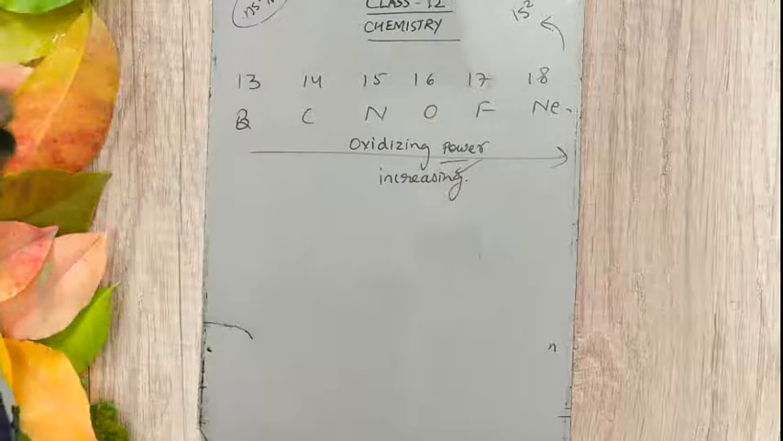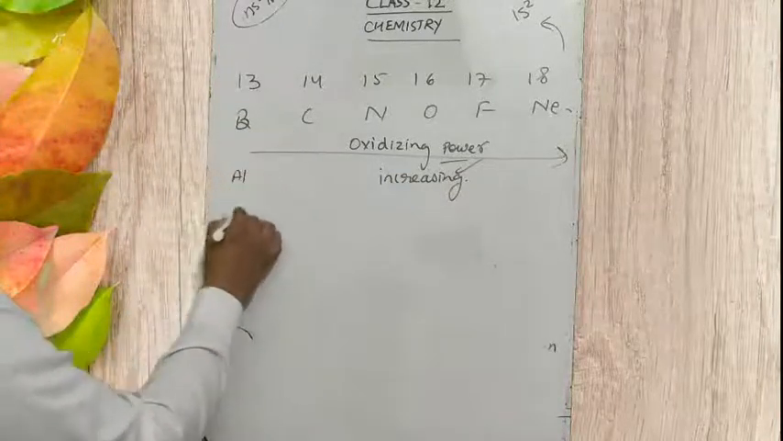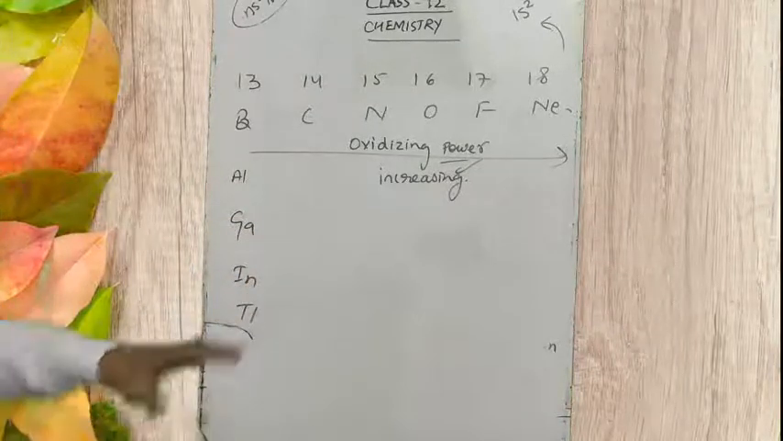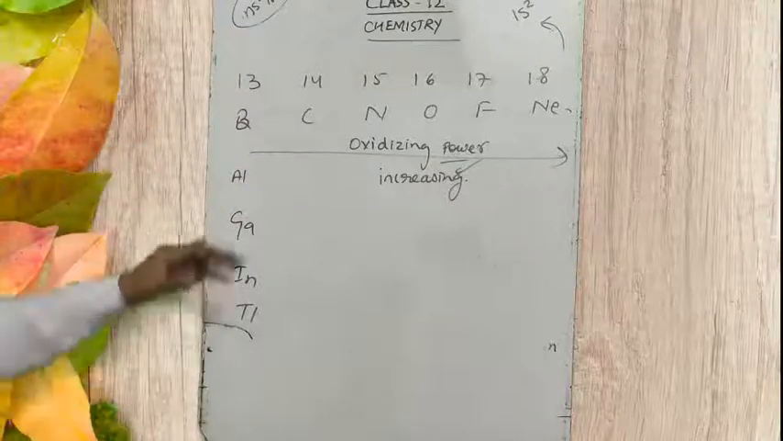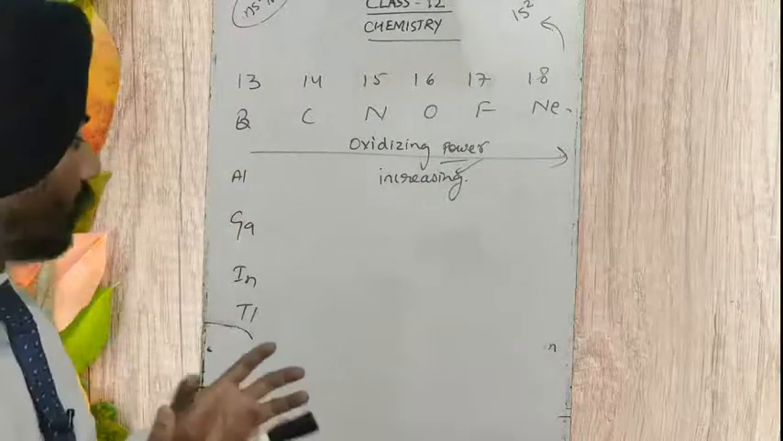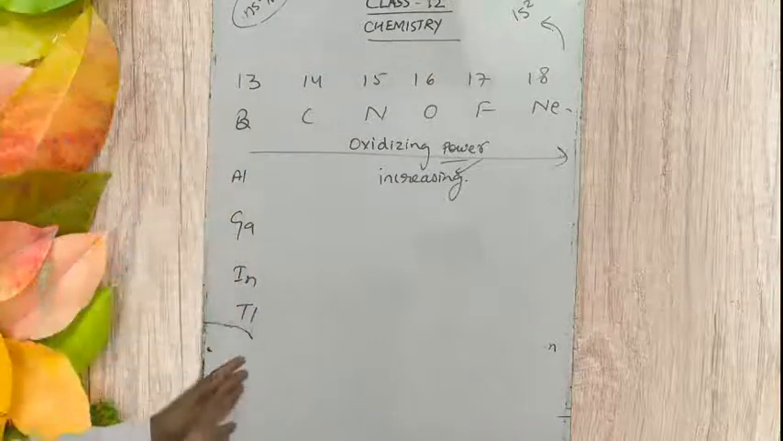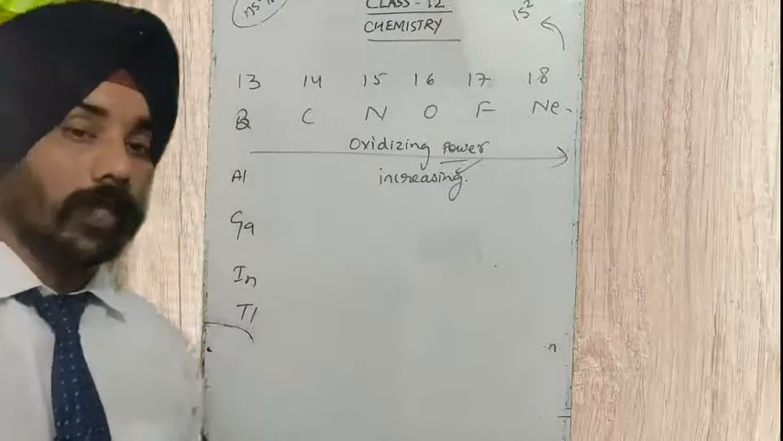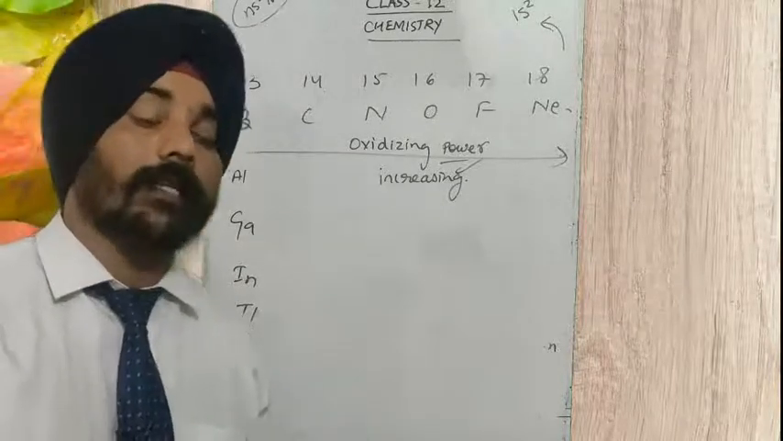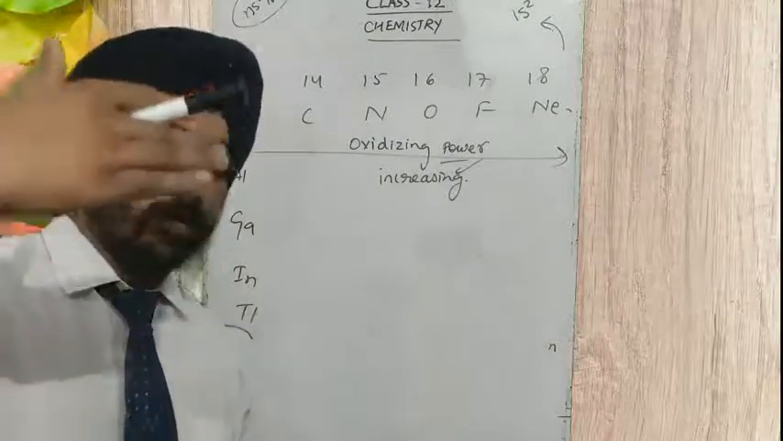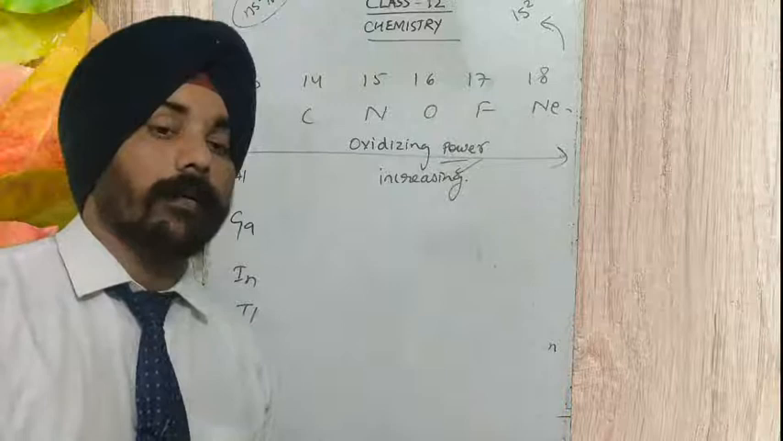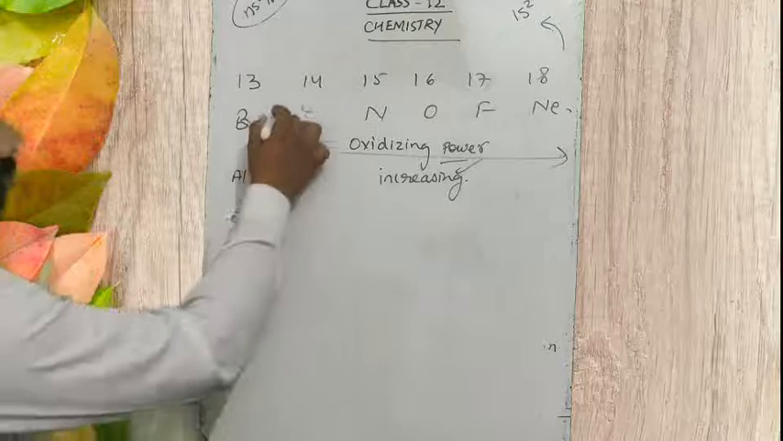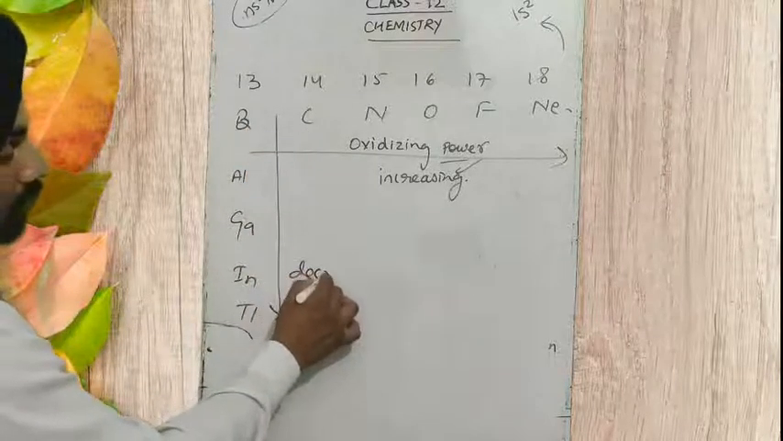Okay, what about top to bottom? Boron, aluminum, gallium, indium, thallium. If we talk about these elements from top to bottom in a group, the size is going to increase and electronegativity is going to decrease, because nuclear charge is increasing, but along with that the size is also increasing. So the nuclear force on the outermost electron becomes weak, so electron gaining tendency becomes less. So oxidizing power is going to decrease here.